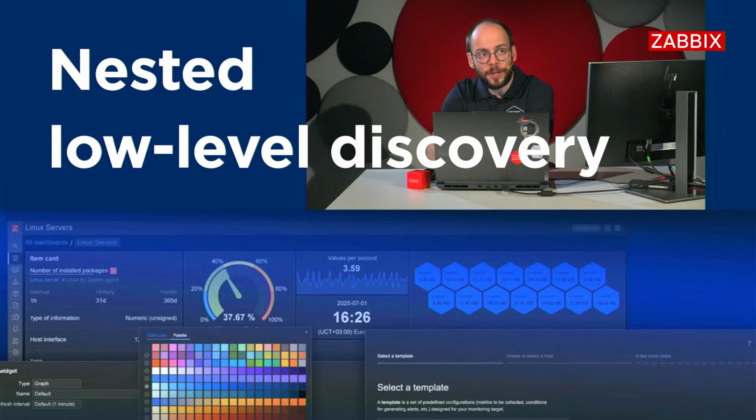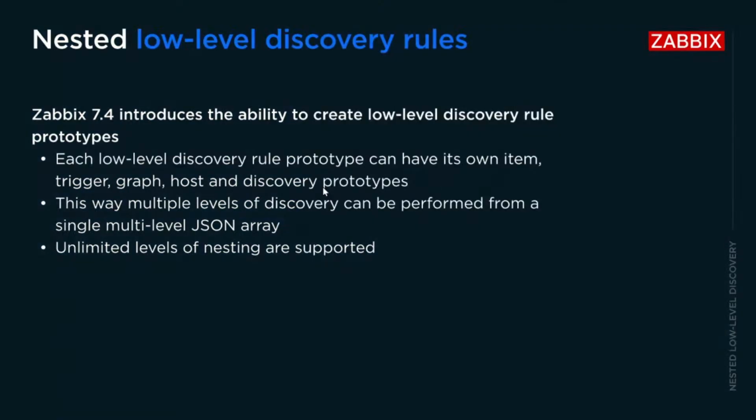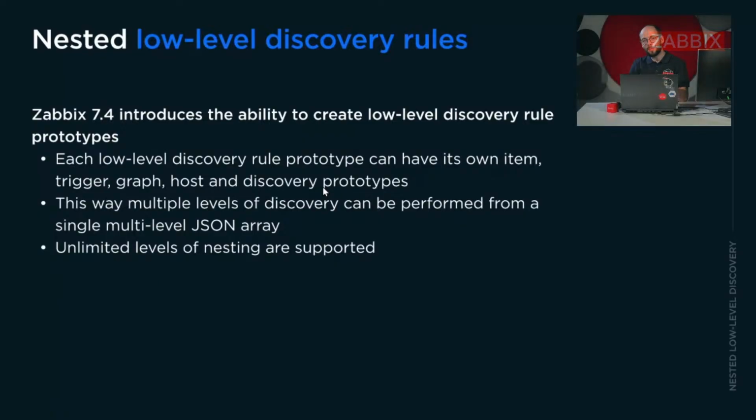We've allowed you to create nested low-level discovery rules. So in our low-level discovery, we can create not just item, trigger, host, and graph prototypes. We can actually create discovery prototypes. So we have a new type of prototypes, and this way we can create multiple levels of discovery. A discovery rule can create its own child discovery rules, and you can do this on an unlimited number of levels. So sort of drill down, and unlimited nesting is supported here.